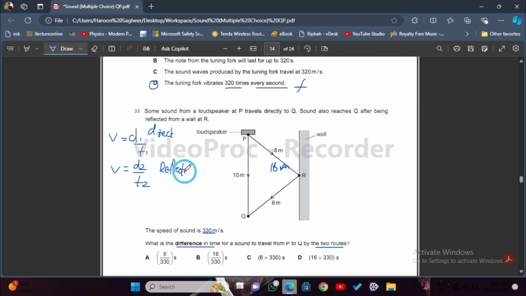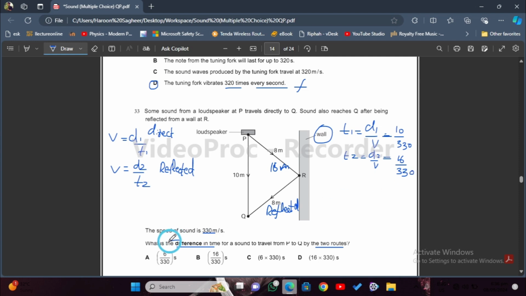This one is the reflected path, by the way. As you know, this is a wall, so sound waves are reflected from a surface that is flat, smooth or hard. Now let's rearrange these formulas: T1 equals D1 over V, and T2 equals D2 over V. Now I'll substitute the values for both. This is 10 over 330, and this is 16 over 330.